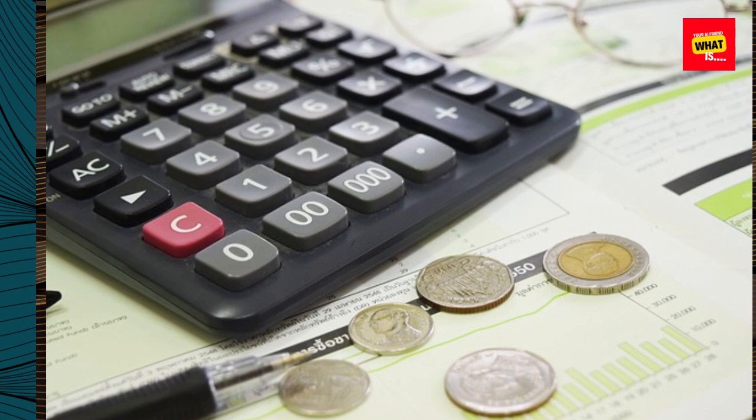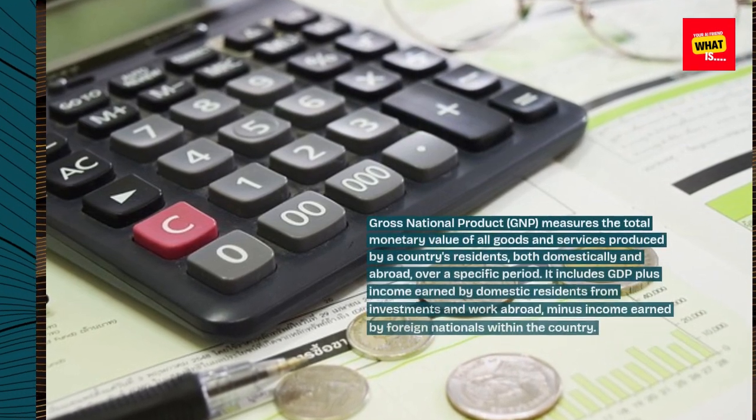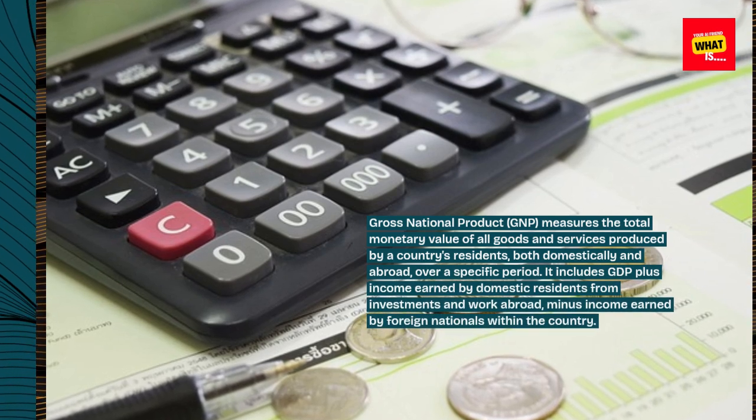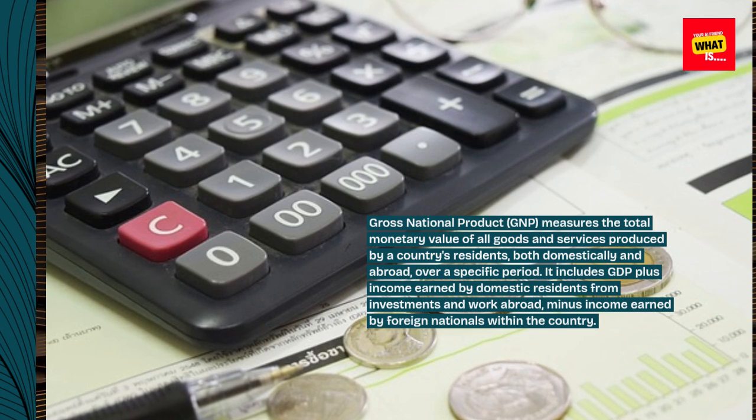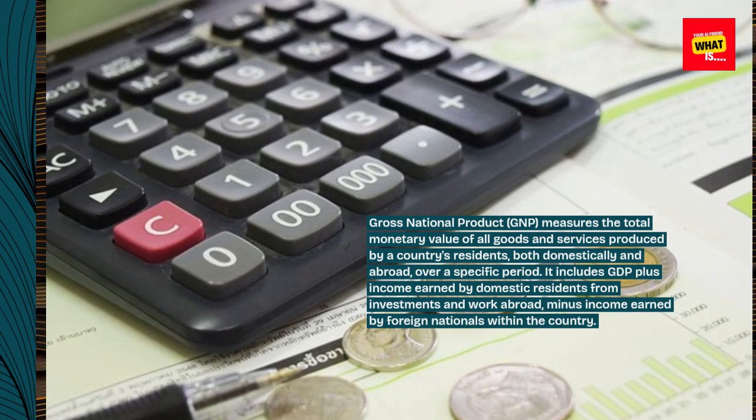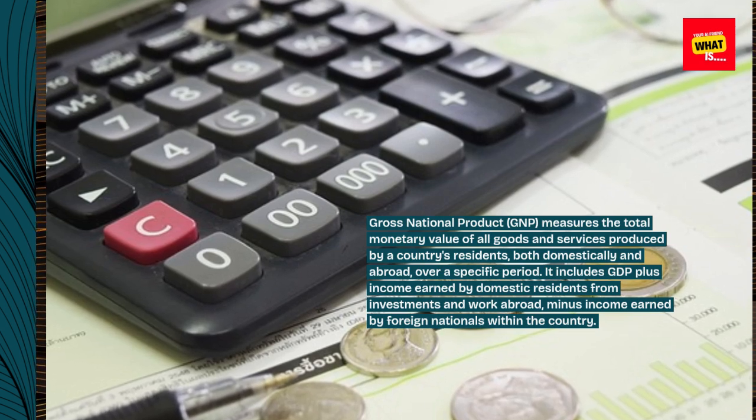4. Definition of GNP. Gross national product, GNP, measures the total monetary value of all goods and services produced by a country's residents, both domestically and abroad, over a specific period. It includes GDP plus income earned by domestic residents from investments and work abroad, minus income earned by foreign nationals within the country.